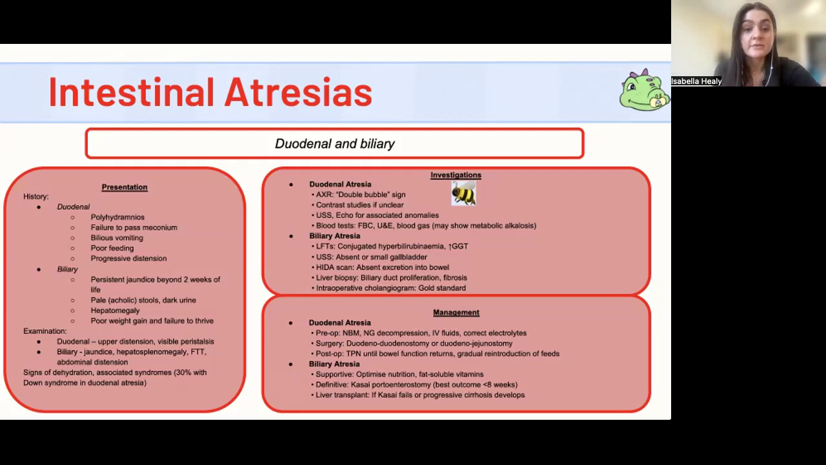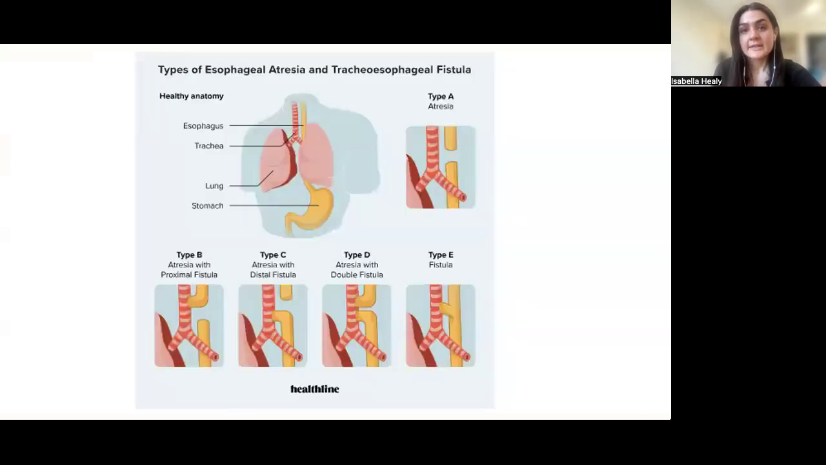Unfortunately, some children may fail that. And so they may end up needing a liver transplant, sadly. So next we have tracheoesophageal fistula and esophageal atresia, plus or minus.